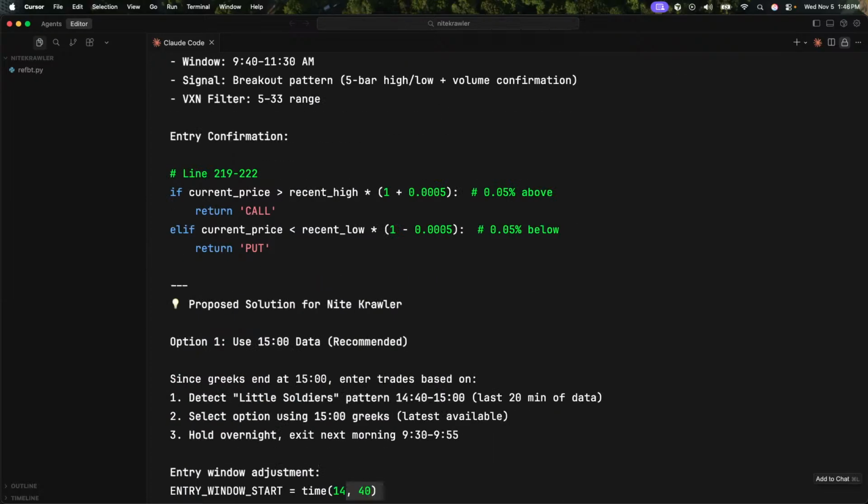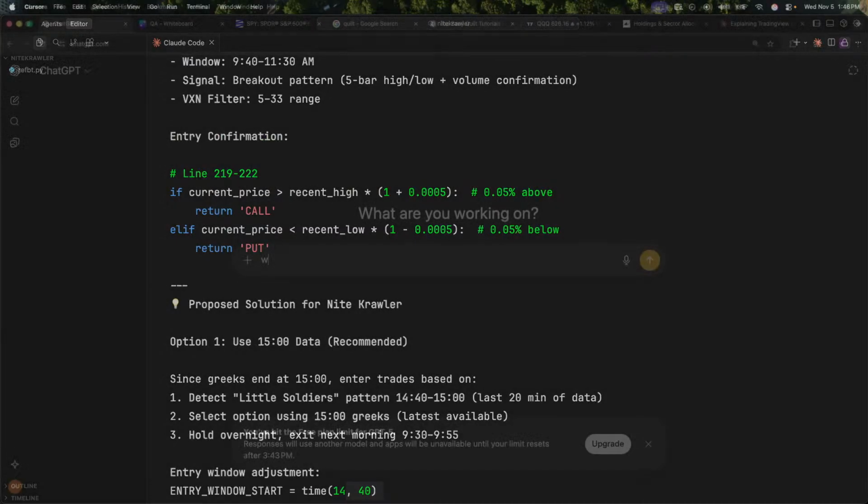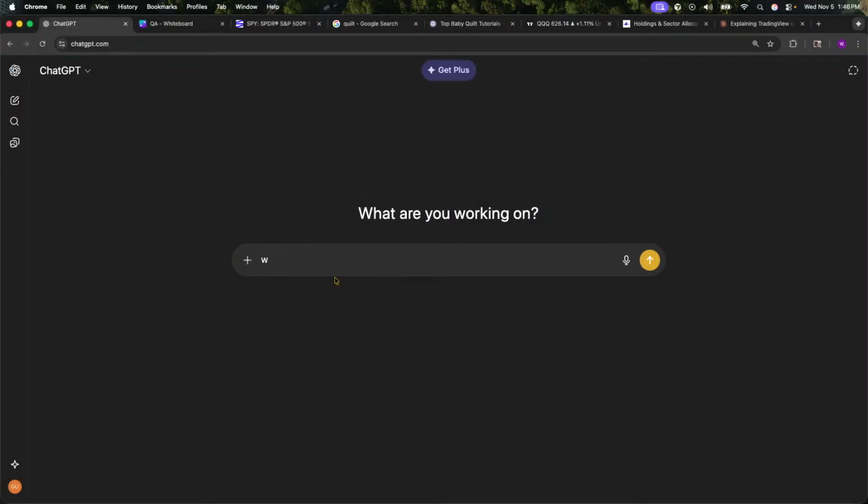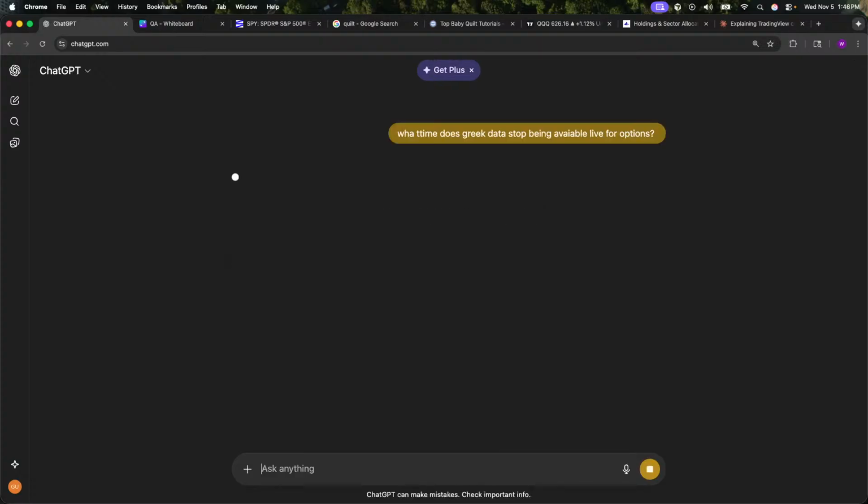Wait, is that a thing though? Hold on. I have a question, so let's ask the question real quick. What time does Greek data stop being available live for options?